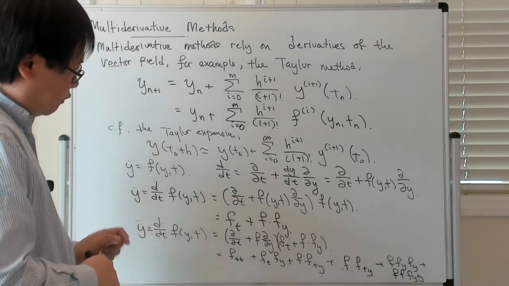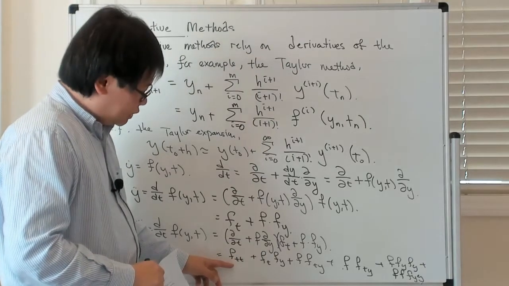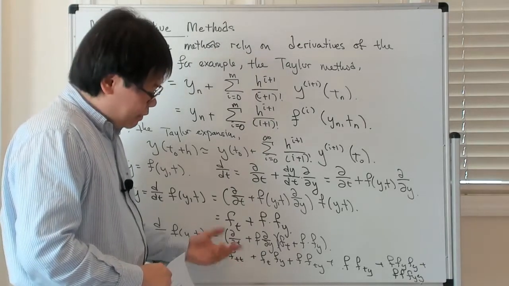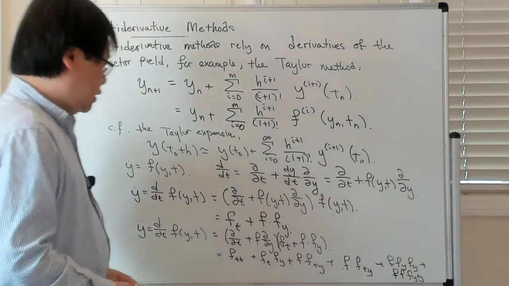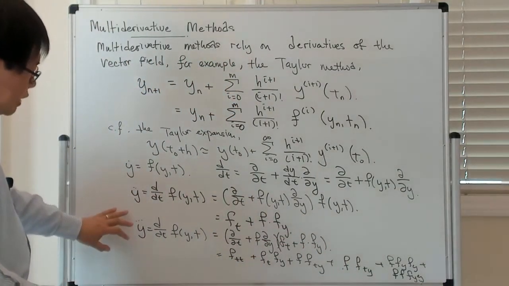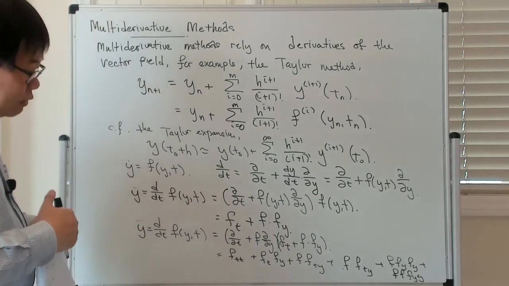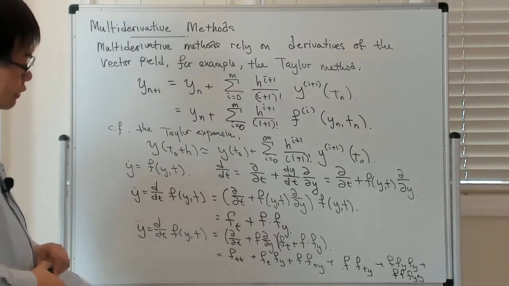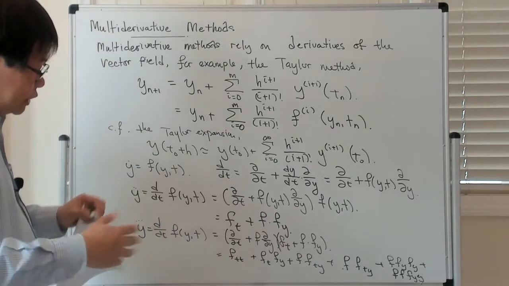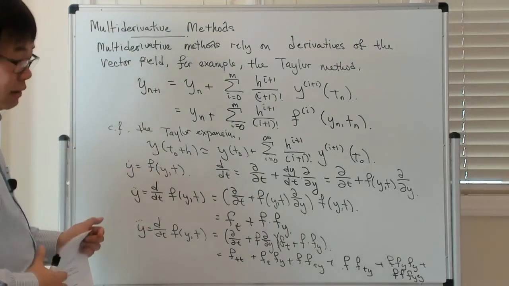Of course, things are much simpler if there's no explicit time dependence, because then all the partial derivatives with respect to time would vanish, and then you have much fewer terms to contend with. But nevertheless, you'll see that in principle, certainly when you're dealing with a fully non-autonomous vector field, the number of terms in the Taylor method grows extremely fast.